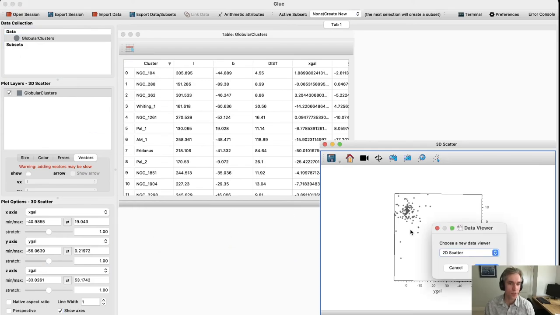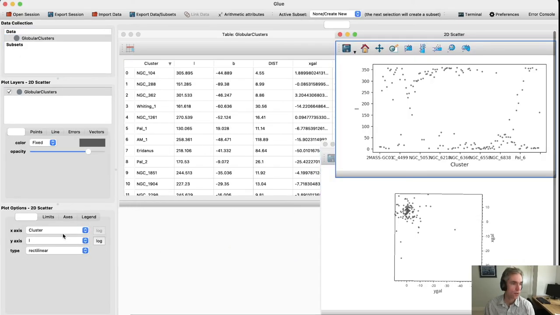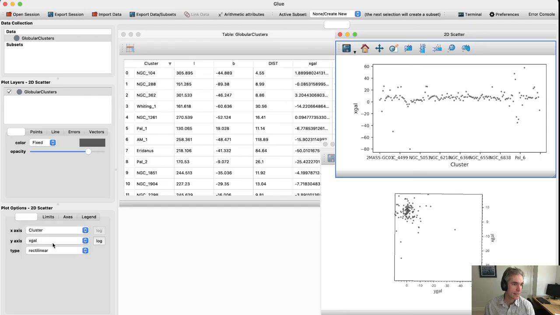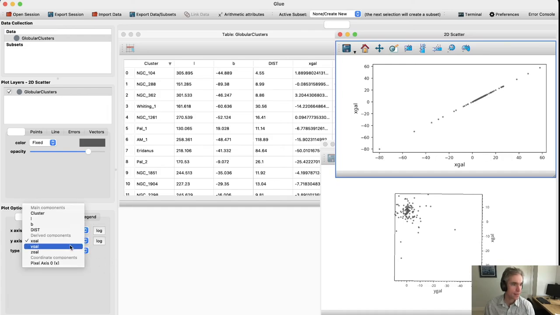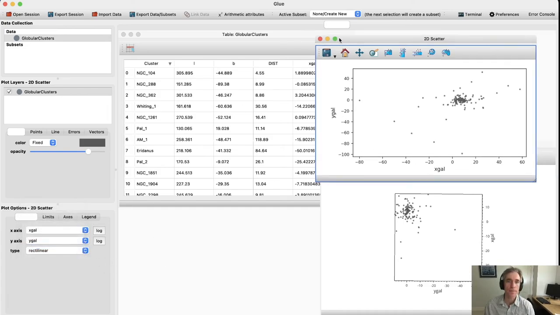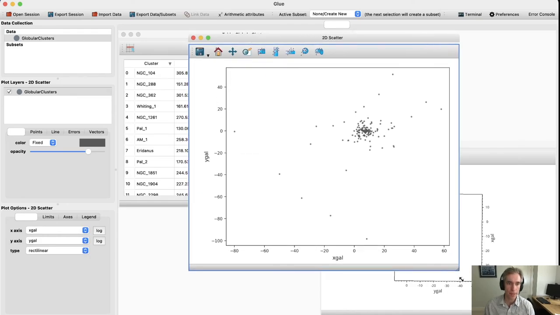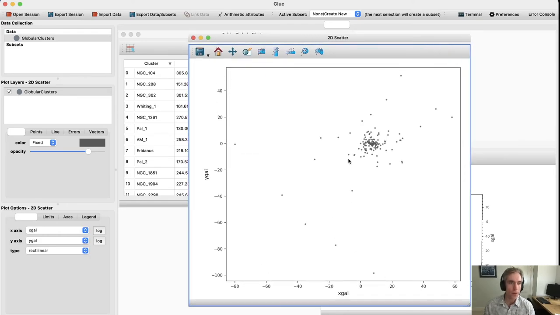If I make a two-dimensional plot, there we go, and show that as xgal versus Hammer Aitoff. No, let's make that ygal, and this xgal. Did it again. There we are. And make this nice and big. 0, 0 is where the sun is located, and that's this point. And almost all of the globular clusters are off in one direction on the sky.